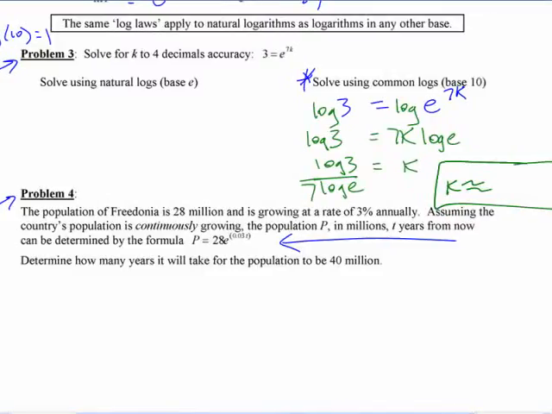If you want to use base e, you can do the same thing, but it's actually going to probably be quicker because you have 3 equals e to the 7k. If I take the natural logarithm of both sides, what happens over here? This actually simplifies pretty easily, right? What happens there? Yeah, this is just 7k. 7k equals ln of 3.